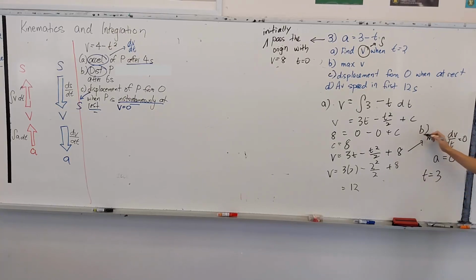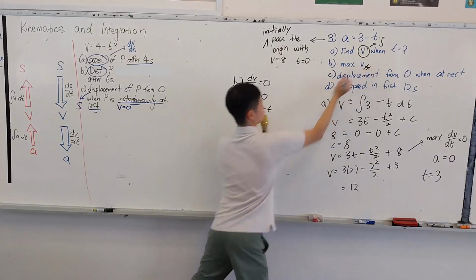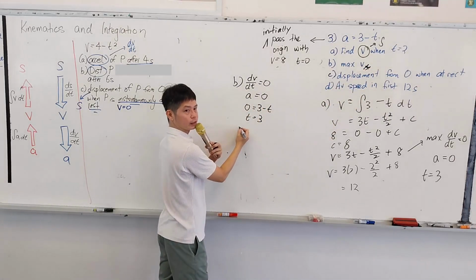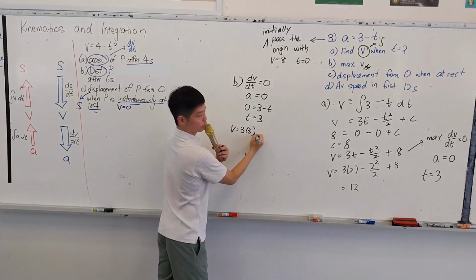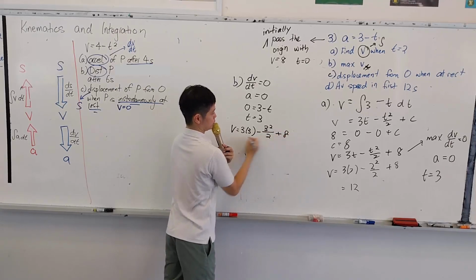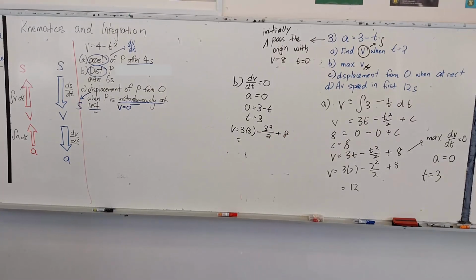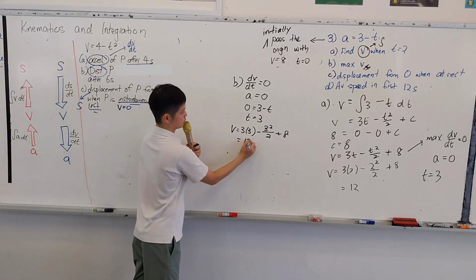And this is my part D. So if I sub t equals 3, I need to find the maximum v, right? So I need to sub t equals 3. So v will be 3 times 3 minus 3 squared over 2 plus 8. The answer is 12.5.